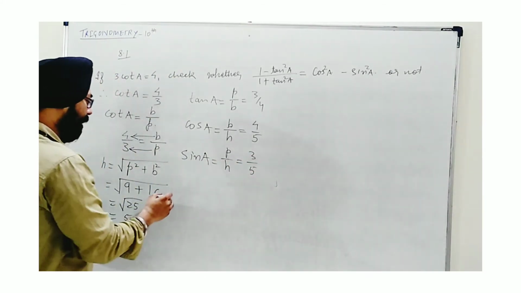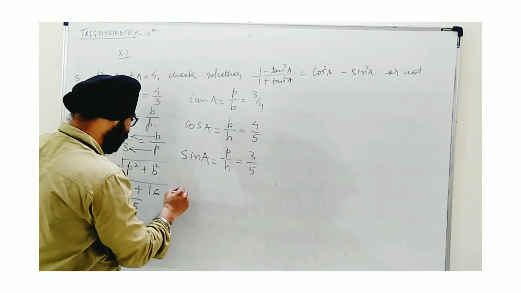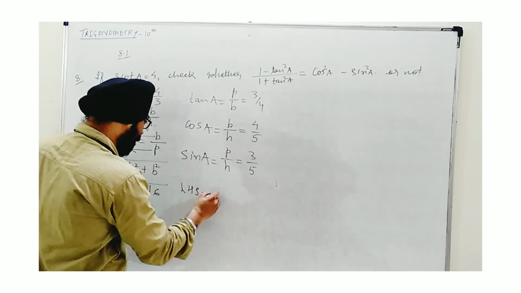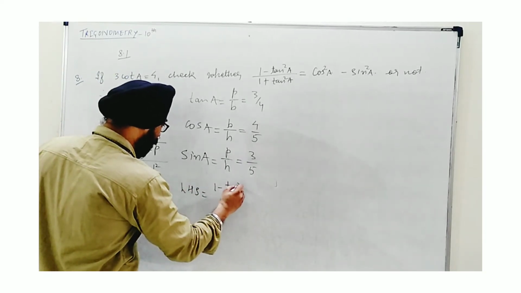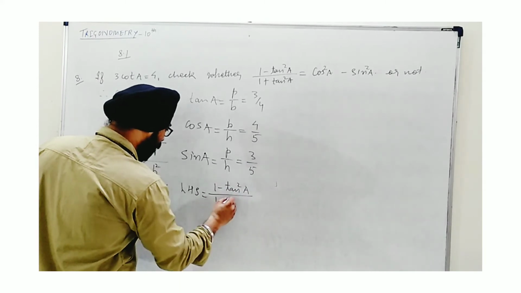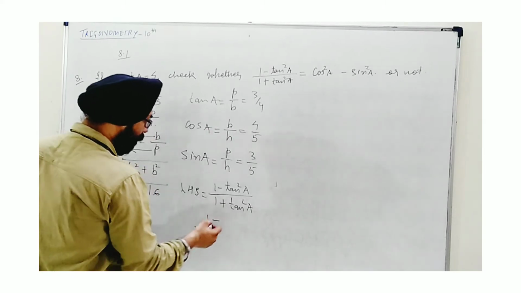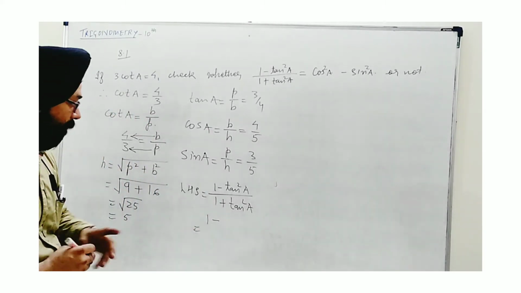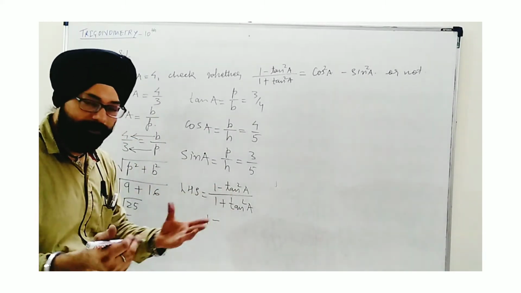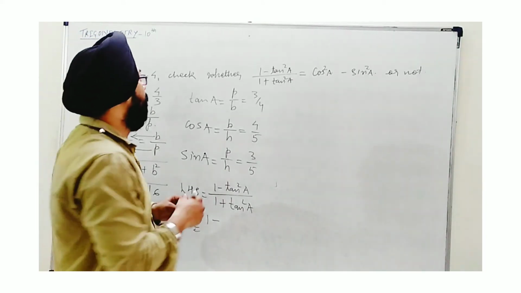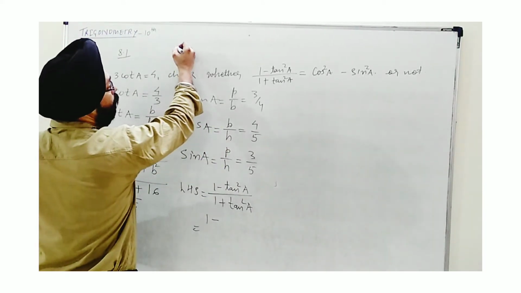So here only we will find the value of LHS. LHS is 1 minus tan square A upon 1 plus tan square A. First we have to put the value. Now here important thing, we are taking the square of the ratio. What happens when we take the square of ratio? Let me tell you, any ratio you consider.